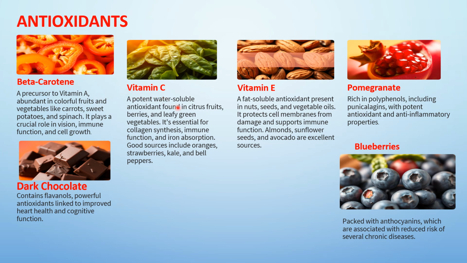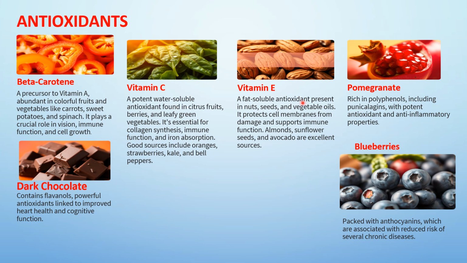And next we will see about vitamin C. Vitamin C is actually ascorbic acid. It is an antioxidant and it is a water soluble antioxidant also. It is found in all citrus fruits, berries, leafy green vegetables. It is also useful for collagen synthesis. That is, for your good skin you should take more vitamin C, that is ascorbic acid. It helps immune function, iron absorption, and as we saw earlier in the preservatives, to prevent the nitrite from forming nitrosamine, we have to take this vitamin C. It is found in oranges, strawberries, kale, all berries and bell peppers also.